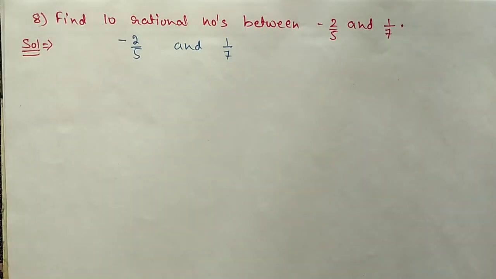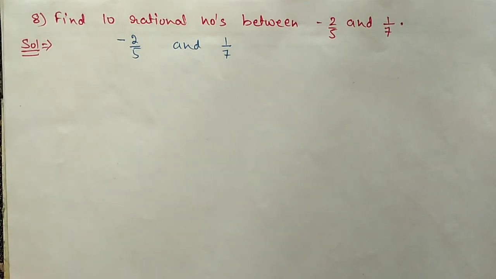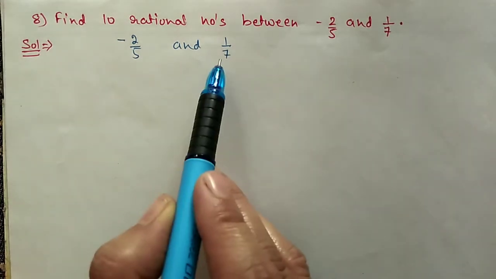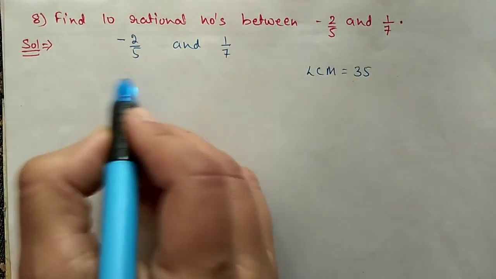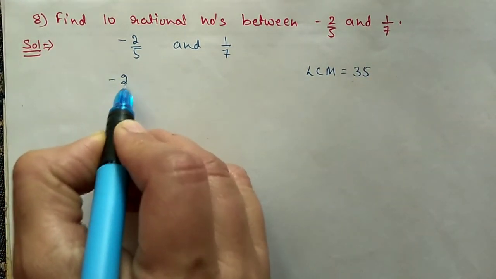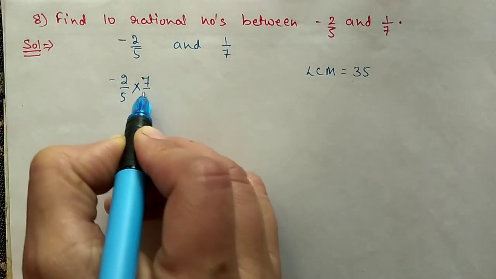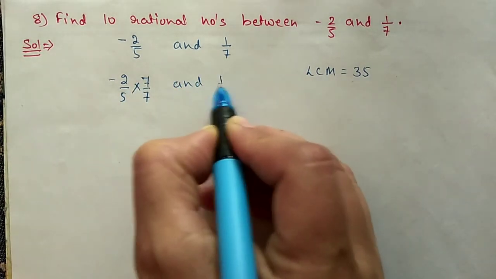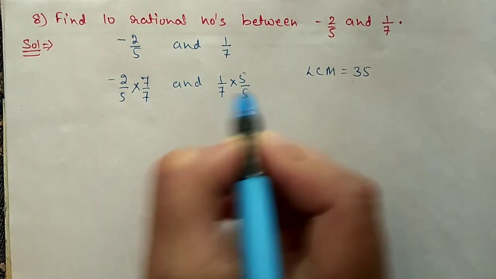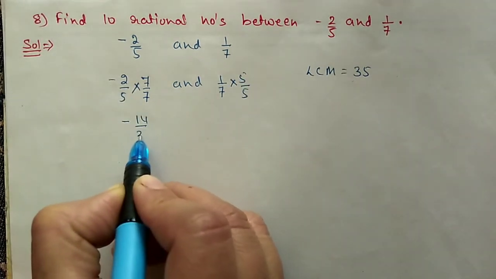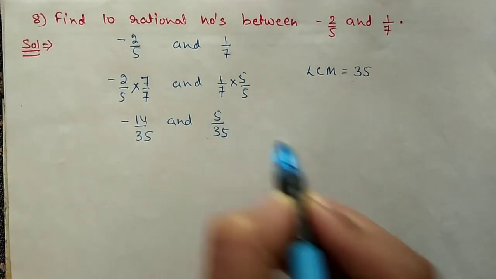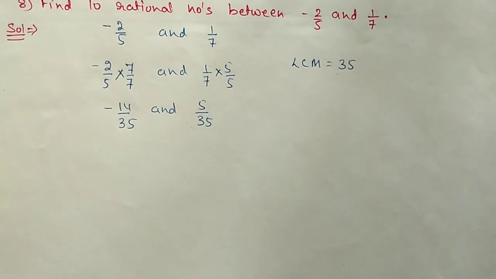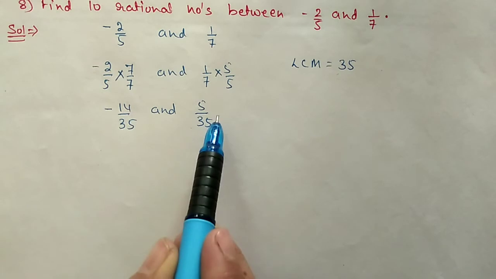Next question number 8. Find 10 rational numbers between minus 2 by 5 and 1 by 7. So first we will make the denominators the same. To make the denominators the same, we have to take the LCM. LCM is here 35. So both denominators we have to make 35. So the first one we will multiply with 7 up and down, and the second number we will multiply with 5 up and down. So we have here minus 14 by 35 and the second number 5 by 35. Now the denominator is the same and we will check the numerators. You can see minus 14 and 5.